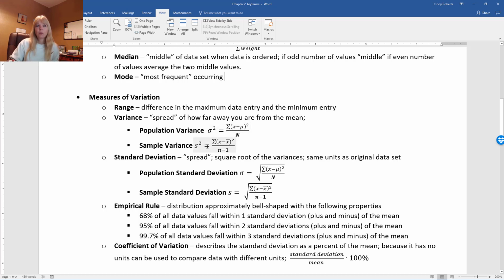You do the same thing with the sample variance, but once again, you're using a sample mean. And notice here is a little correction factor of the sample size minus one. The standard deviation is the square root of the variance. They look identical, except I have a square root here.